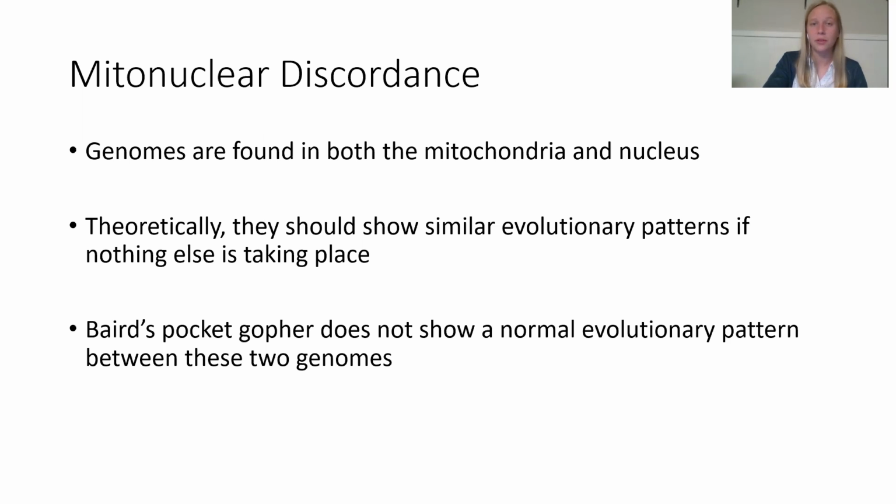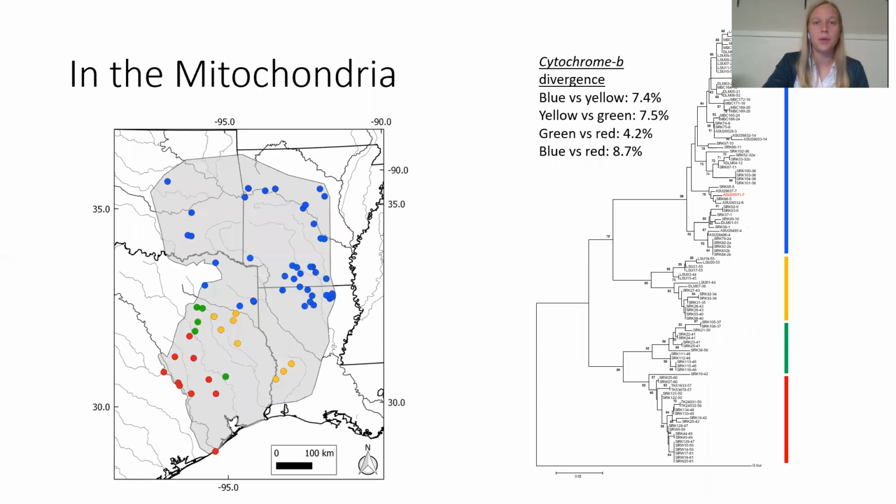Theoretically, since they are within the same cell, which make up the same organism and are part of the same population and etc., they should show similar evolutionary patterns if there's nothing weird or strange going on. Baird's pocket gopher, however, does not show a normal evolutionary pattern. Instead, we have this discordance between the mitochondrial and nuclear genomes. In the mitochondria, we've developed this data set that shows 4 divergent lineages.